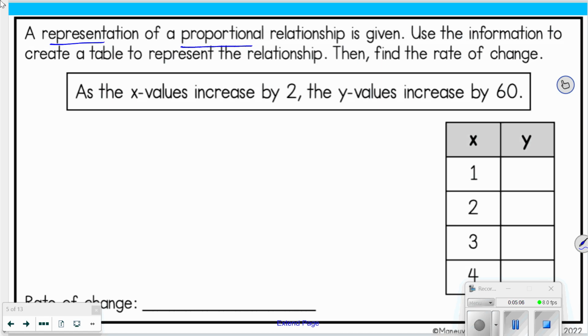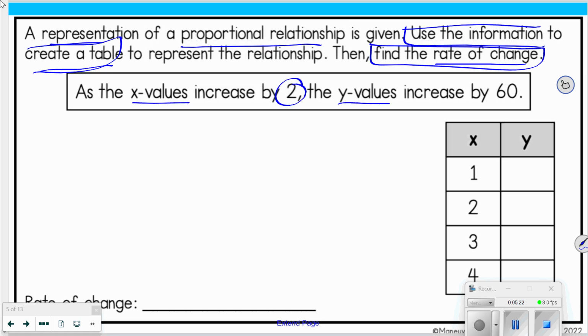A representation of a proportional relationship is given. Use the information to create a table to represent the relationship, then find the rate of change. So kind of the same deal as we just did. We've got to create the table and then find the rate of change. The x values increased by 2, the y values increased by 60. So what that means is at 2, my y value is 60, so I can now find that.